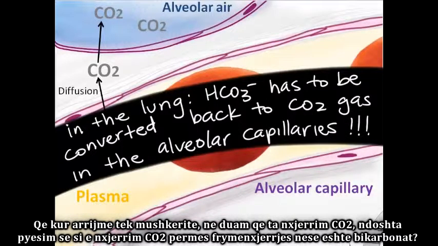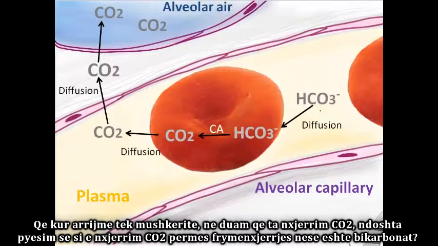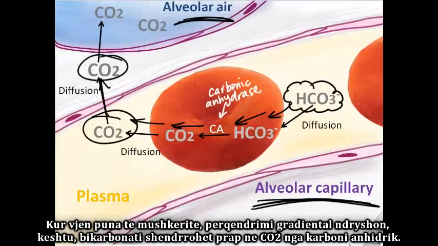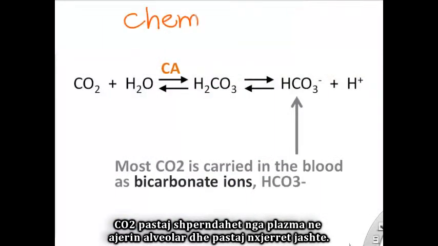Once we get to the lungs, though, we're going to want to breathe off that CO2. So you might wonder, how do I breathe off the CO2 if it's bicarbonate? Well, luckily, once we get into the lungs, the concentration gradient changes so that bicarbonate is converted back to CO2 by that carbonic anhydrase. The CO2 then diffuses from your plasma into the air in your alveoli, and you can breathe it out.